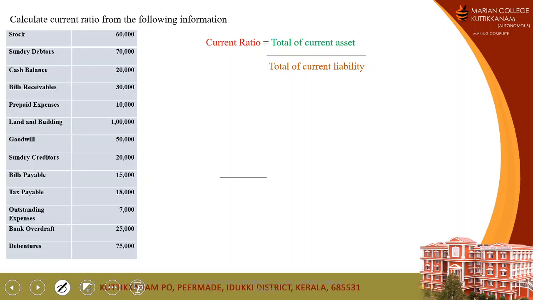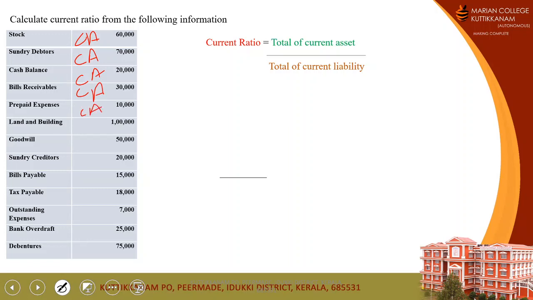Stock, we know that it is a current asset, no doubt. Sundry debtors, it's a current asset. Then what about cash balance? That is also a current asset. Bills receivable, a current asset. Prepaid expense, a current asset.